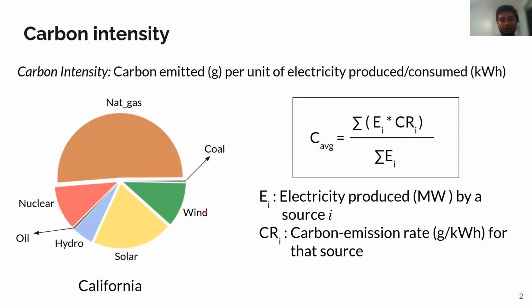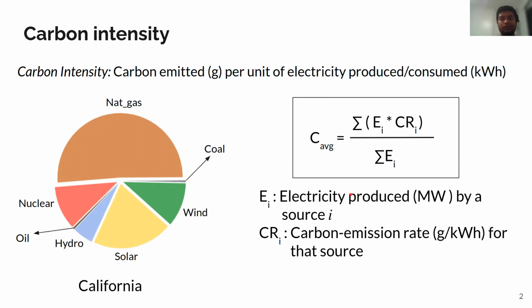Now, these sources are both renewable, like solar and wind, as well as non-renewable, like natural gas and coal. And each source has a carbon emission rate associated with it. The carbon emission rate is the amount of carbon emitted by a particular source when it's converted to 1 unit of electricity. The carbon emission rate of non-renewable sources like natural gas is higher than that of renewable sources like solar or wind. So mathematically, we can define the average carbon intensity as the weighted average of the fraction of electricity produced by source I multiplied by its carbon emission rate.